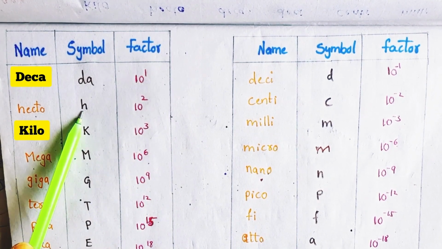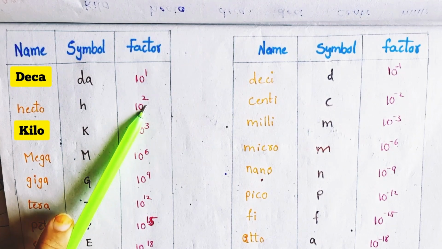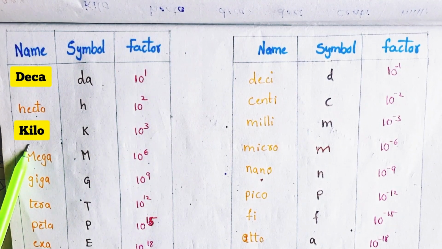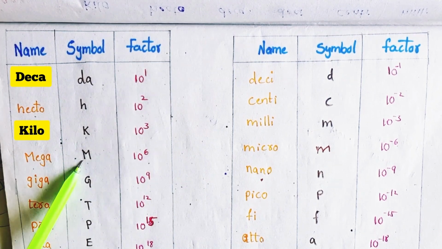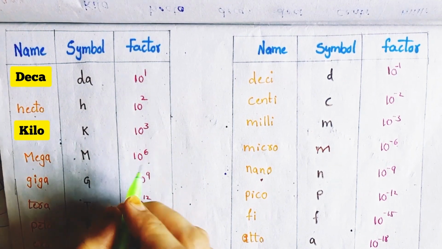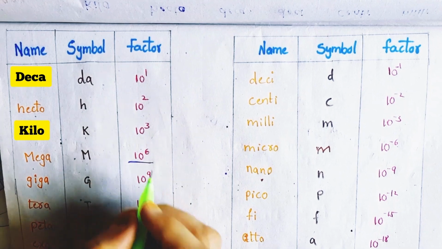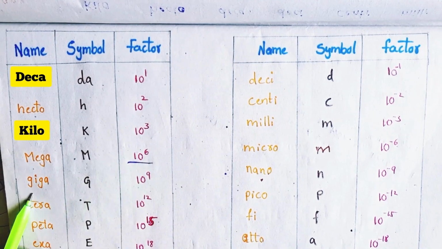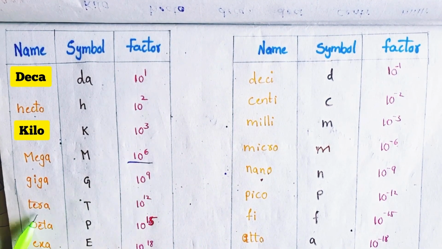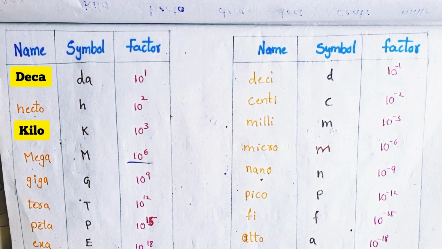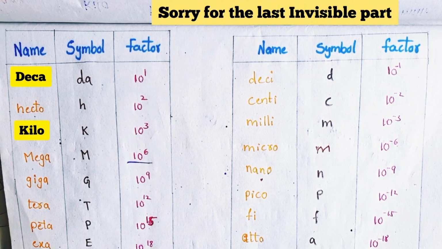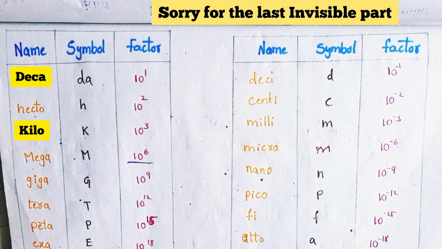Hecto stands for H, factor is 10 power 2. Next kilo for K, factor 10 power 3. Whenever you see 10 power 3, you have to write K. Mega M, 10 power 6. Mark this as an important one. Next giga, G, 10 power 9, next tera, T, 10 power 12, next peta, P, 10 power 15, like this, okay? You have to remember up to zeta and iota. Zeta is 10 power 21 and iota is 10 power 24.